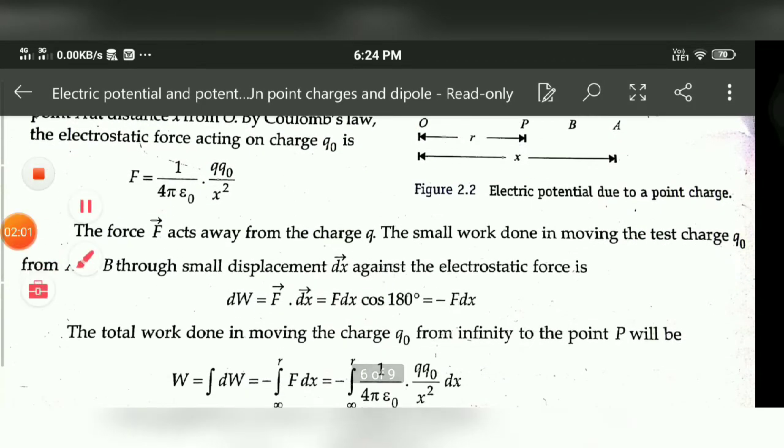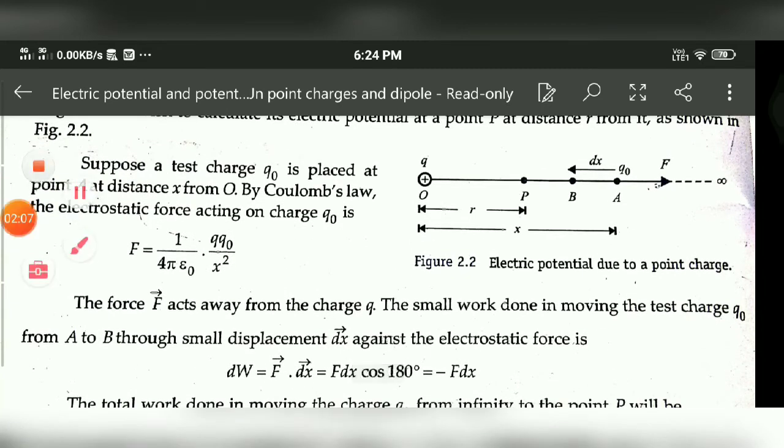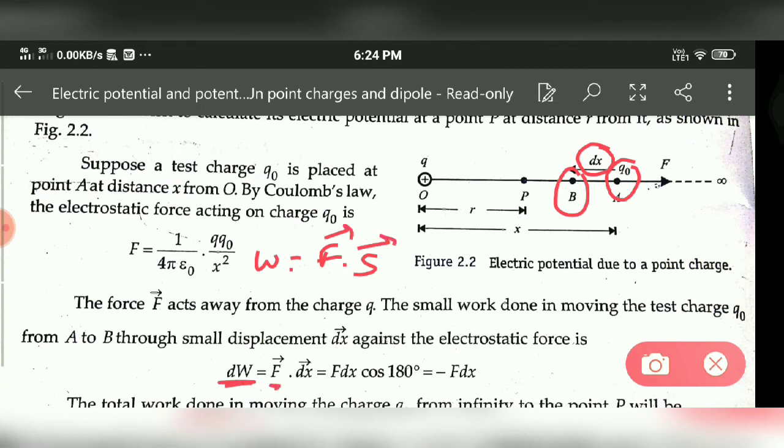Suppose we move the unit positive test charge from point A to point B by a small distance dx. Then a small amount of work is done. The work done formula is force times displacement: dW equals F dot dx, and the dot means cos theta. Force is in this direction, displacement is in this direction, and the angle between them is 180 degrees. Cos 180 is minus 1, so it's going to be minus F dx.